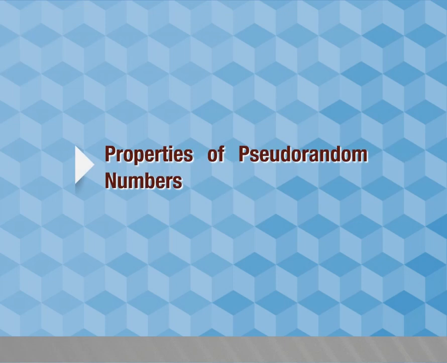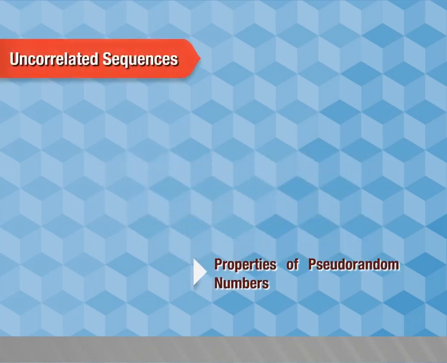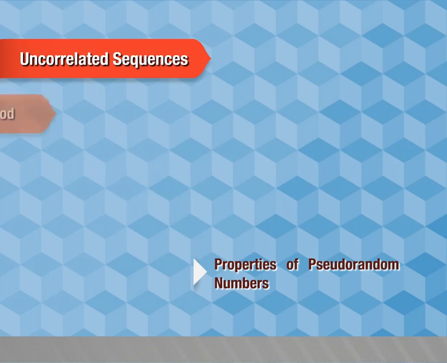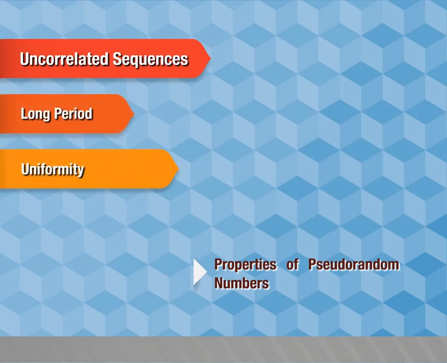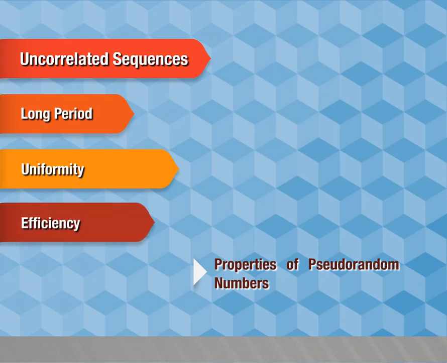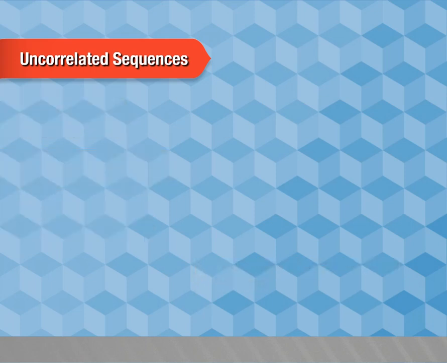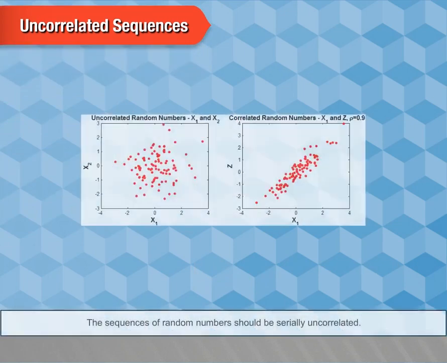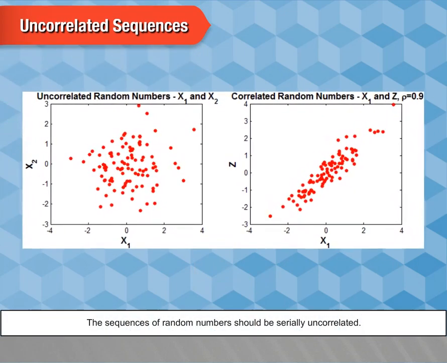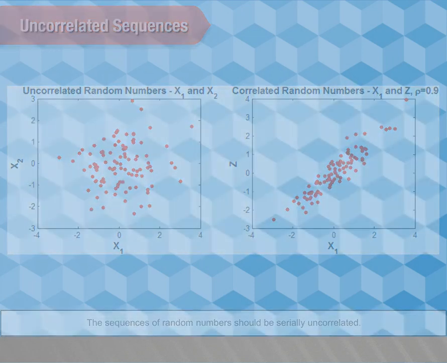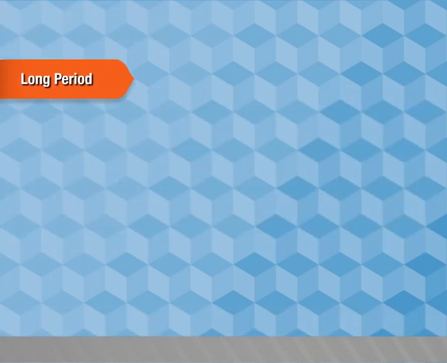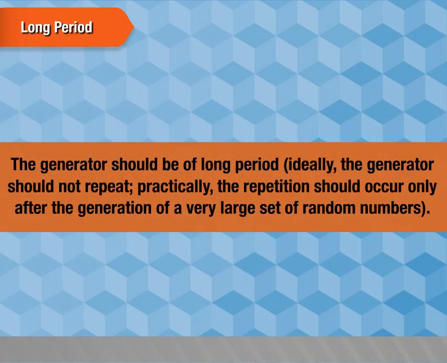Properties of pseudo-random numbers. Uncorrelated sequences, a long period, uniformity, efficiency. Uncorrelated sequences. The sequences of random numbers should be serially uncorrelated. Long period. The generator should be of long period, that is, ideally the generator should not repeat. Practically, the repetition should occur only after the generation of a very large set of random numbers.